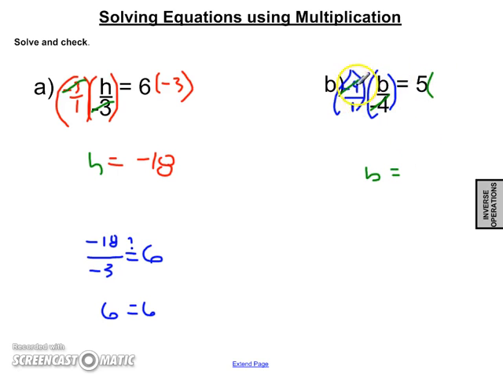Now, because over here I multiplied by negative 4, on the right side I also have to multiply by negative 4. 5 times negative 4 is negative 20.